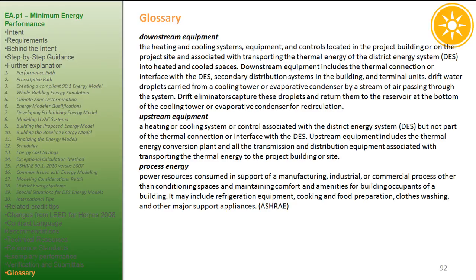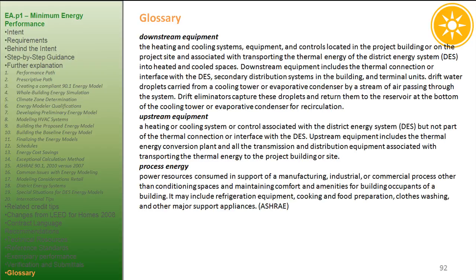Downstream equipment: the heating and cooling systems, equipment, and controls located in the project building or on the project site and associated with transporting the thermal energy of the district energy system, DES, into heated and cooled spaces. Downstream equipment includes the thermal connection or interface with the DES, secondary distribution systems in the building, and terminal units.